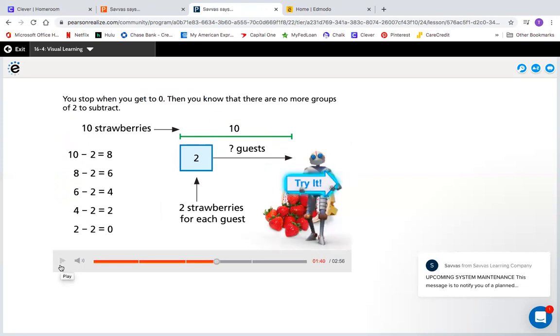So let's try it. As you can see right here over to the side, that's exactly what Ms. Leibowitz just said. And then look, how many times did they do minus 2? 1, 2, 3, 4, and 5, which means my answer would be 5.